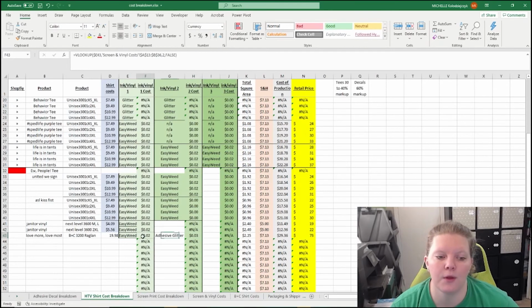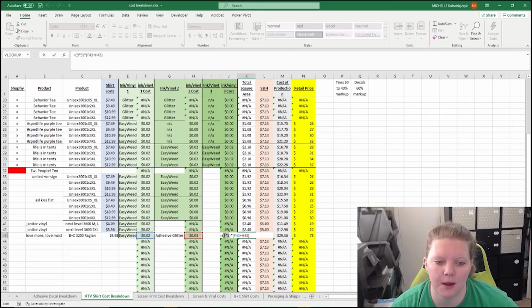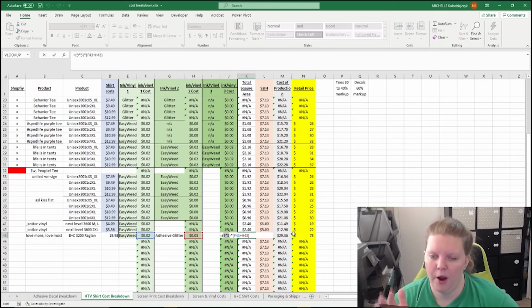Okay, so now we know that the red is 0.02 cents per square inch and the gold is 0.03 pennies per square inch. I lost my wording there. Okay, so the total square area, this I have to update manually, so this is easier if you've already measured what you're using.